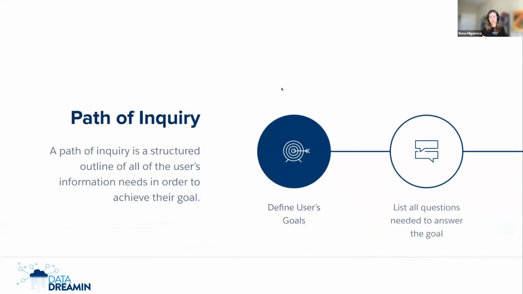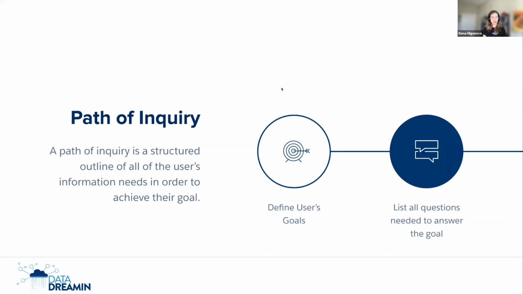And you will have to step in your user's shoes, and you will be able to do it by following the activity of path of inquiry. Path of inquiry is basically just a structured outline of all the questions that your users will need to answer in order to be successful and achieve their task or goal. Now, it's again a collaborative process. You need to invite team members, you need to invite the end users and collaborate with them together to figure out all those questions. Now we defined the user's goals as a part of this persona exercise. Now we need to list all the questions needed to answer their goal and to complete their task successfully.